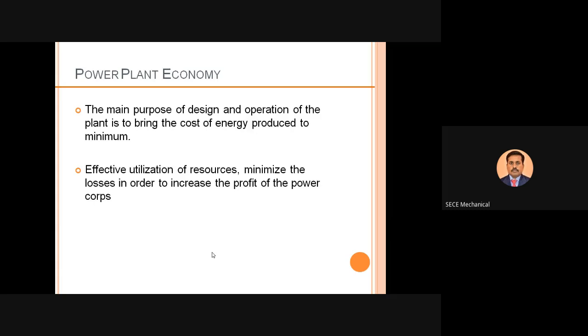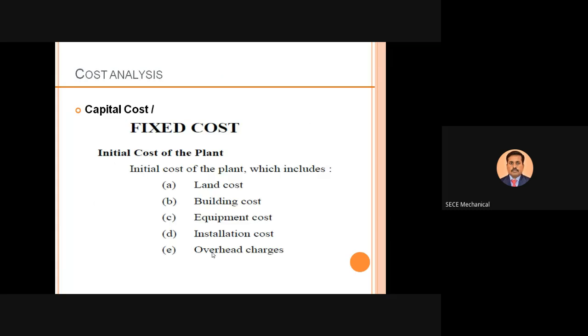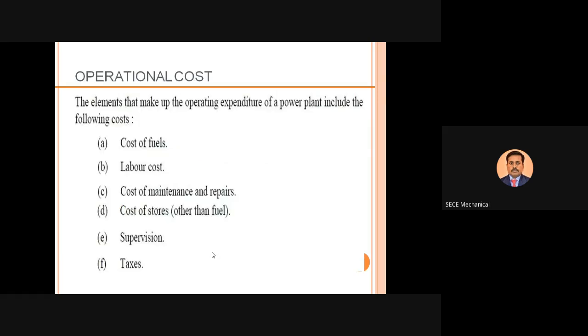There are two types of costs: one is fixed cost, the second is operation cost. Fixed cost is also called capital cost. The costs are: first land cost, second building cost, third equipment cost, next installation cost, and the last one overhead charge. And the second one is operational cost.